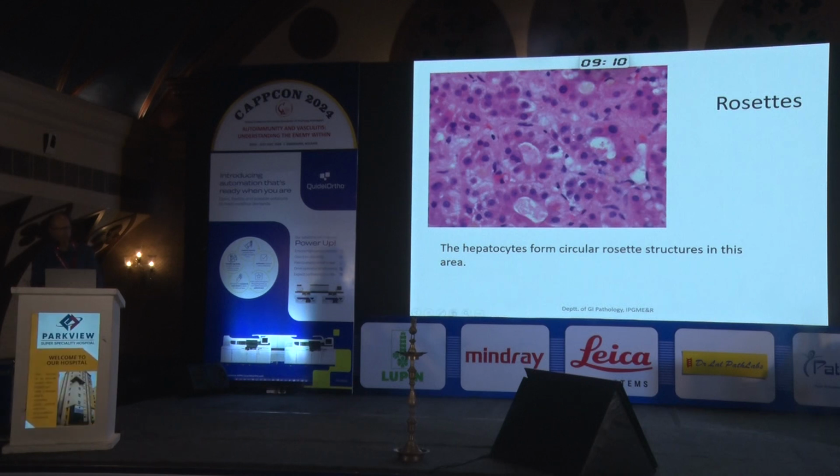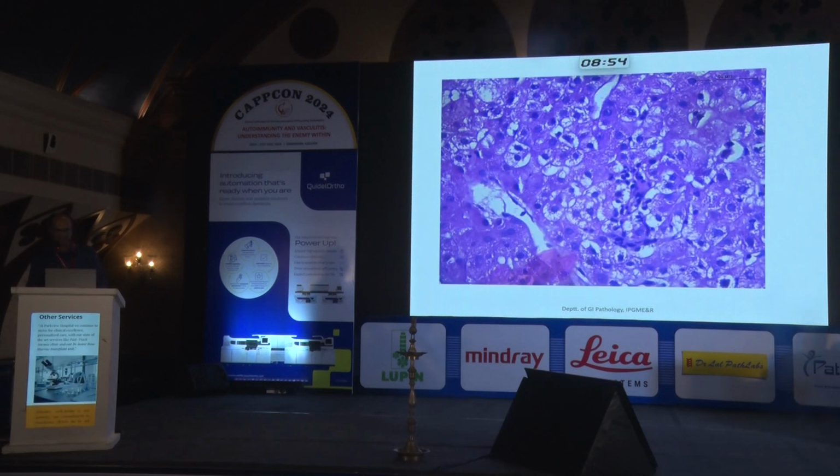Rosette. Rosette is a regeneration feature of the disease, and there is a clear space around which hepatocytes are arranged. Actually, the stem cells, when they regenerate to proliferate new hepatocytes, sometimes take the biliary morphology and give this rosette-like appearance.